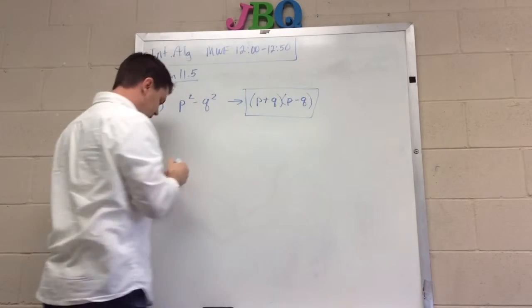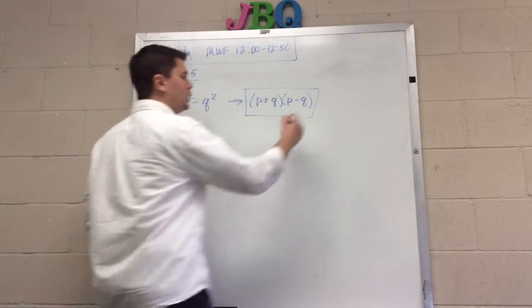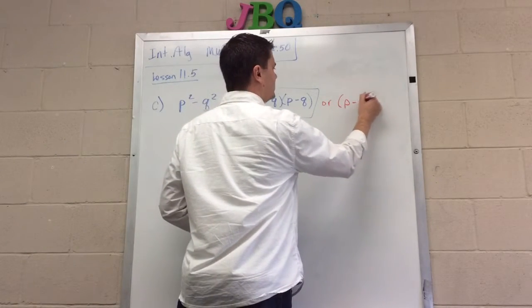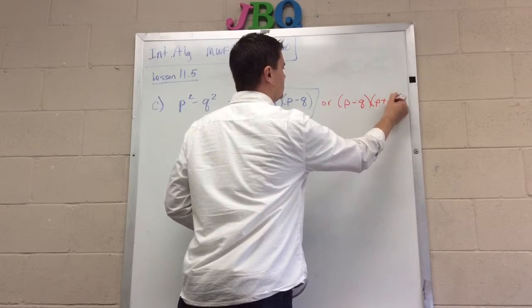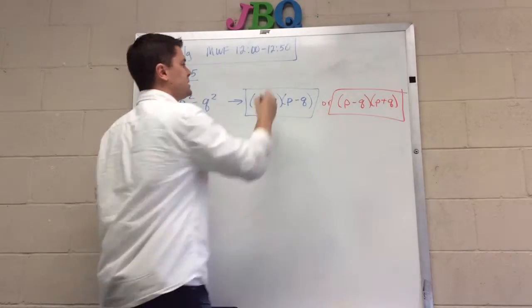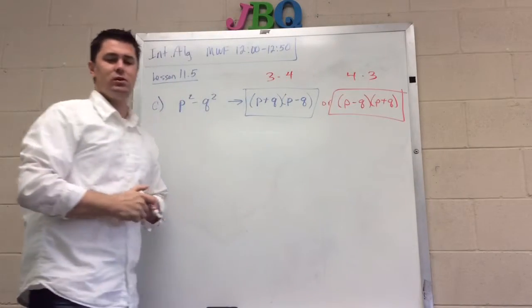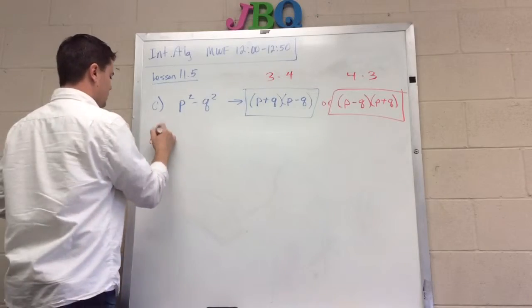Now, keep in mind, it doesn't matter if I have p plus q times p minus q, or if I have p minus q and p plus q. These actually don't matter. They're the same thing. This is basically saying 3 times 4 and 4 times 3. We get the same result either way. Okay? Example D.